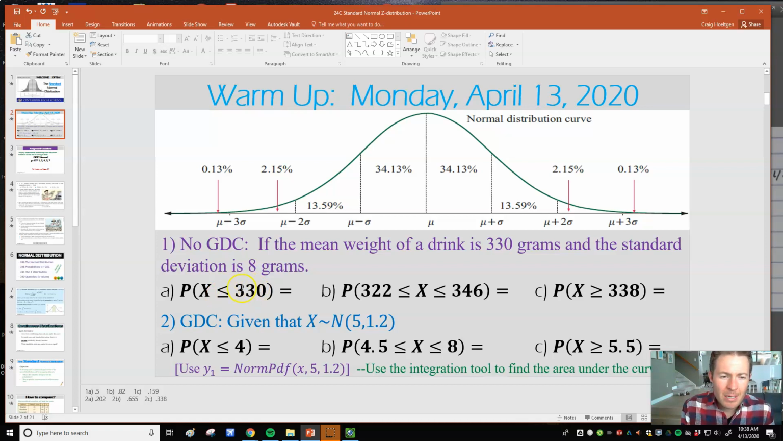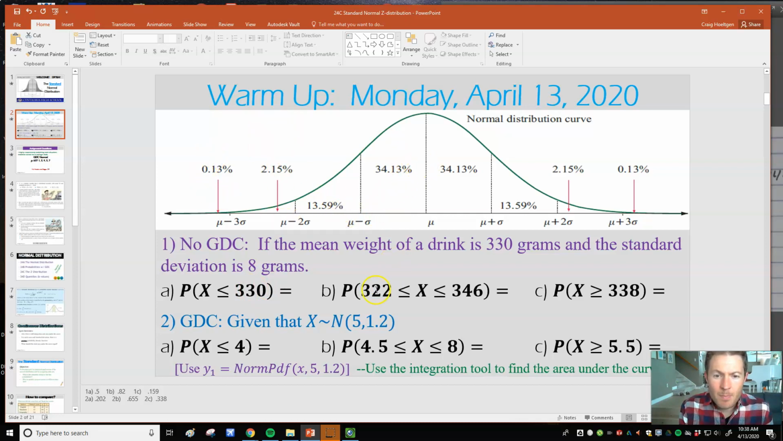Well, notice that's the mean, so the probability of some outcome of one of these drinks that we weigh being less than our mean, so that's right here. We're asking for the probability of it being less, so we add all those up, and you're just going to get 0.5. You're going to get half of the distribution here.